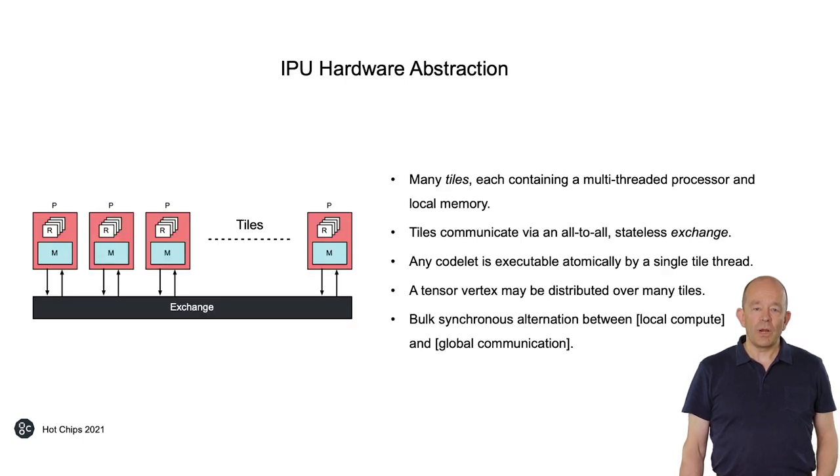The IPU hardware abstraction is similarly straightforward. There are a large number of tiles, each containing a processor with some memory. The tiles communicate by sending data between their memories over a stateless all-to-all interconnect called the exchange. Each tile processor may run several concurrent threads, and each thread is capable of implementing a codelet. Tensor vertices may contain a lot of state, so they're often distributed over many tiles. They may also reside in off-chip memory.